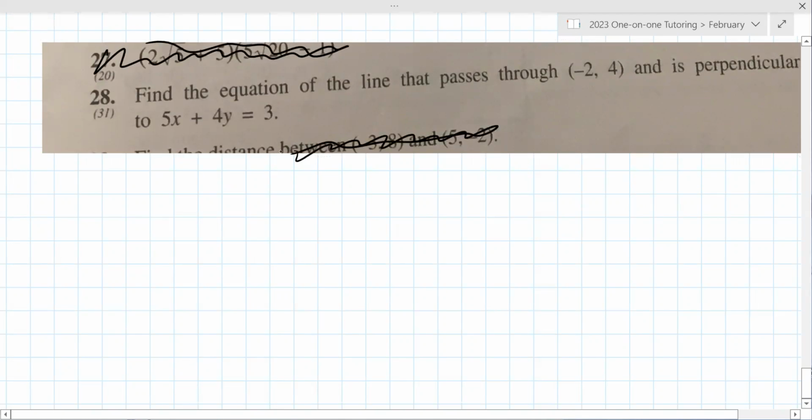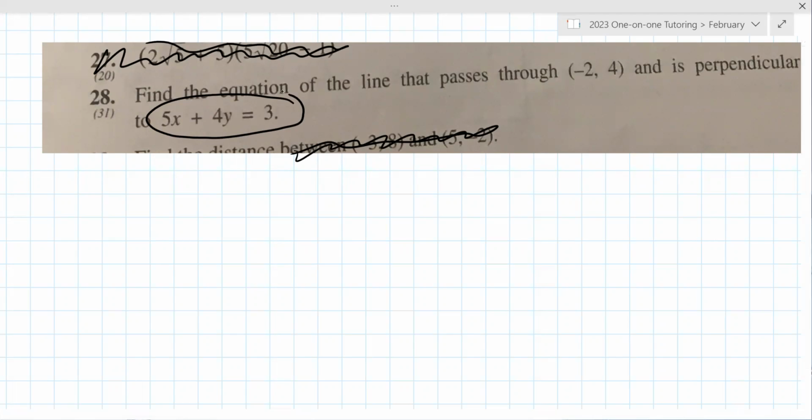Okay, so find the equation of the line that passes through this point and is perpendicular to the equation. So the thing is, you got to get the slope of this equation. How do you find the slope of this equation? What's something you can do to get the slope? Well, I guess we could graph it out and then compare x over y.